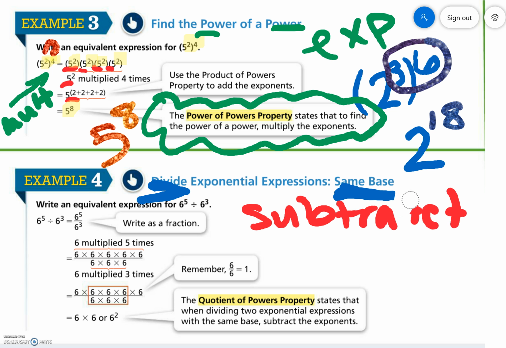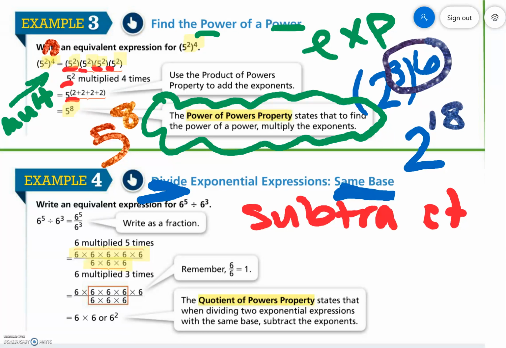Yikes, subtract. You know, Miss Trustinger isn't good at spelling. So here we have 6 to the 5th divided by 6 to the 3rd. Our base is 6. It stays the same. In our answer, the base is going to be 6. So 6 to the 5th is 6 5 times. 6 times 6 times 6 times 6 times 6. And then we're dividing by 6 to the 3rd power, which is 6 times 6 times 6.